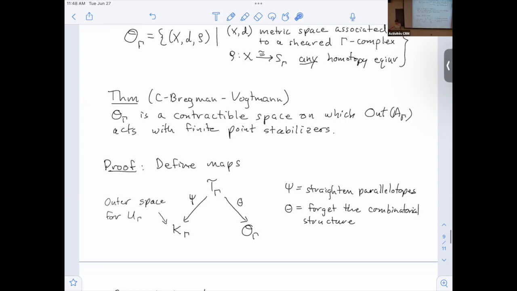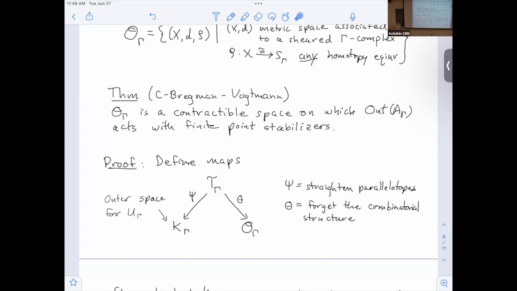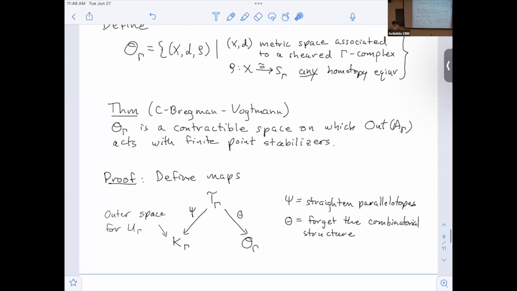Let me say a few words about how the proof of this goes, just the structure of the proof. So how do we do this? We now have three different spaces we've talked about. The first was the outer space that we did back in 2017, the untwisted outer space. And remember our theorem back then was that we showed that this thing was contractible. The part about the finite point stabilizers is easy. It's how to show it's contractible that's the problem. So we showed that in our previous paper.